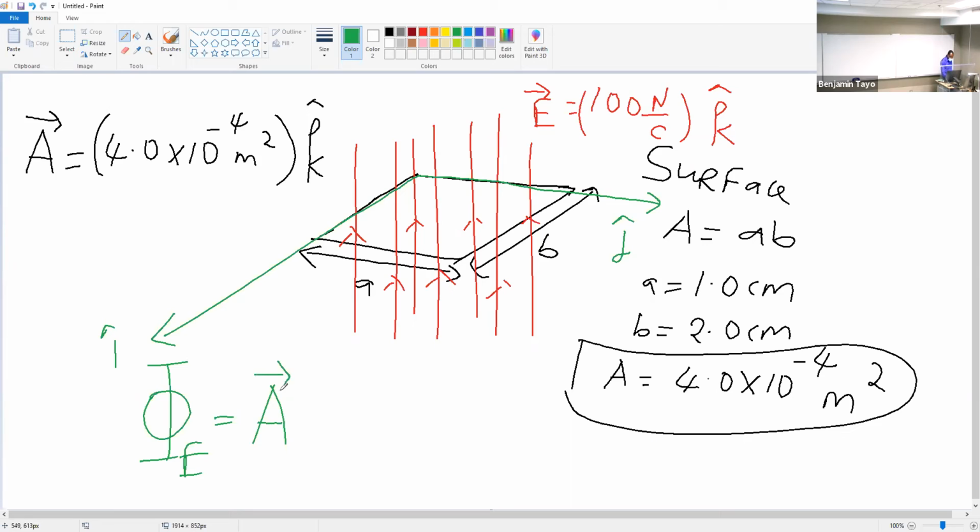Now see, this is the dot product of the electric field vector times, so dot, the area vector. So again, this is a dot product.